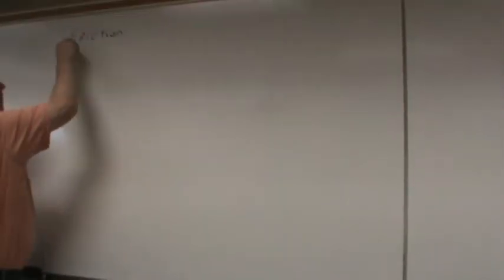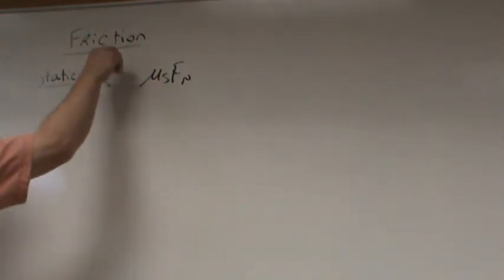Alrighty. Let's remind ourselves about friction. We got two types of friction. What are the two types of friction? Static and kinetic. And with static friction, I can say the static friction force equals mu sub s F sub N. But that's not actually true. Which special static friction force is actually equal to mu sub s F sub N? The maximum static friction force is equal to that.